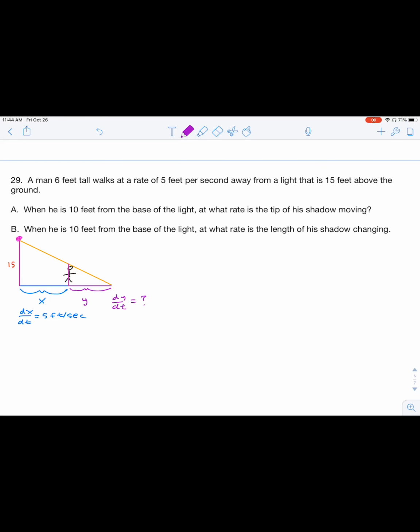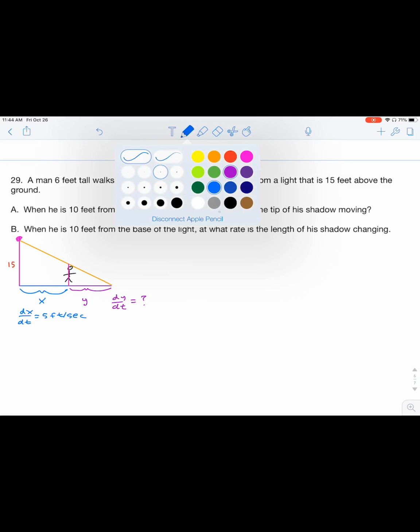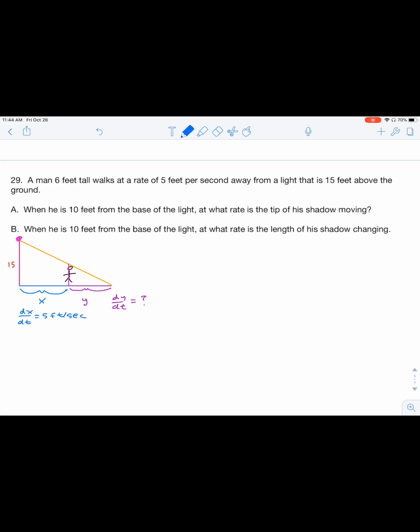Okay? So in order to solve this, I need to have an equation that puts these variables together. So I'm going to use similar triangles. So what I'm going to say is 15 is to x plus y as 6 is to y. Again, 6 being the height of the individual. Okay? So this is my equation. It involves both of these. So now when I take this derivative, I should be able to find out what dy/dt is.